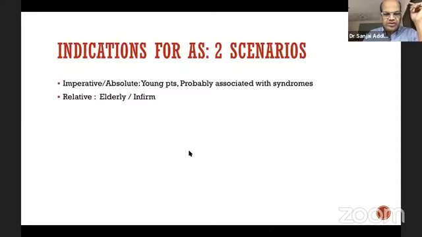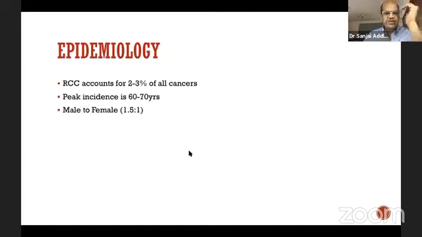Okay, so let's go through this. I've divided the active surveillance into two parts. One, an imperative or an absolute one. Ginil has already mentioned a couple of cases wherein active surveillance would be appropriate. I'll just try to see where it becomes an absolute necessity. And then the relative one, which is patients who are elderly or infirm, where you would consider it. So let's go for the first one.